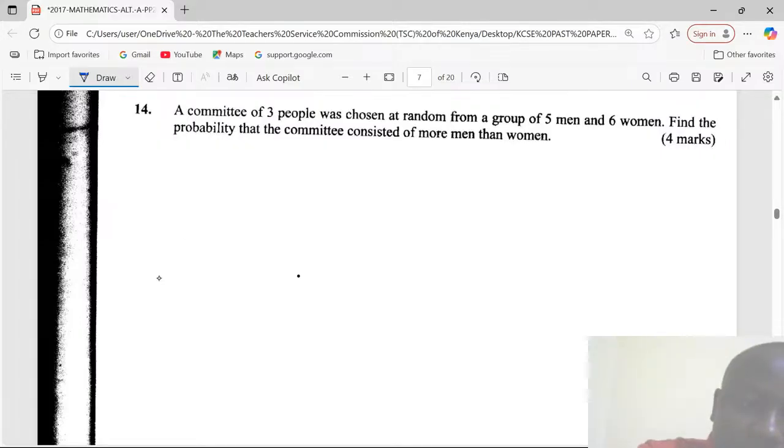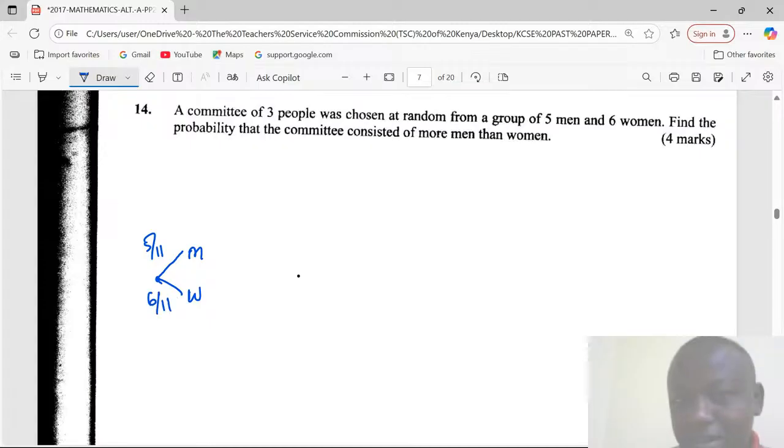So let's see, when we take the first selection, we can get a man or a woman. Getting a man should be 5 out of 11. Getting a woman should be 6 over 11. That is the first selection. Now, second selection, if we had chosen a man, we can still choose a man or a woman. So choosing a man for the second time, now the probability becomes 4 over 10. But woman, it remains 6 out of 10.